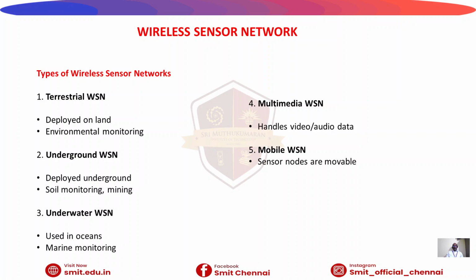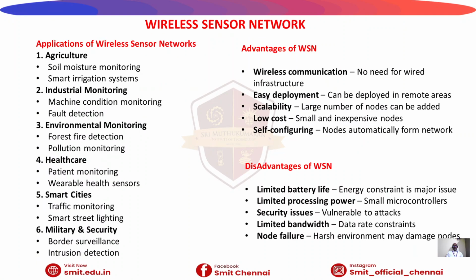The types of WSN are self-explanatory. Terrestrial means deployed on land, underground means deployed underground, underwater WSN means used in oceans, multimedia WSN handles video and audio data, and mobile WSN means the sensor nodes themselves are movable. These are the typical types of WSNs. The last one is the applications of WSN, from agriculture to industry, urban planning, healthcare, even military border security forces. Everywhere WSN is playing a major role.